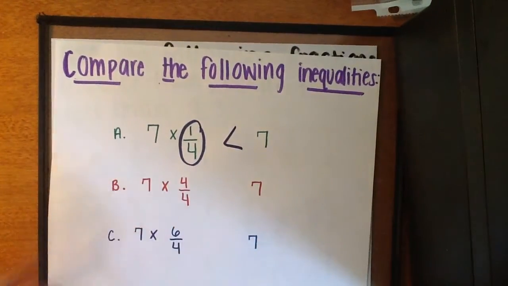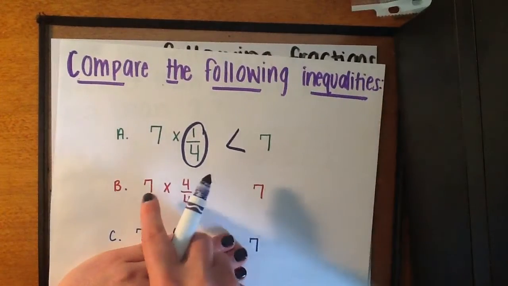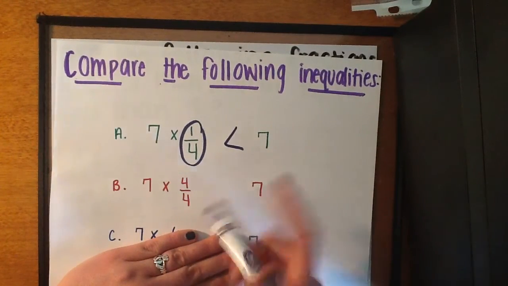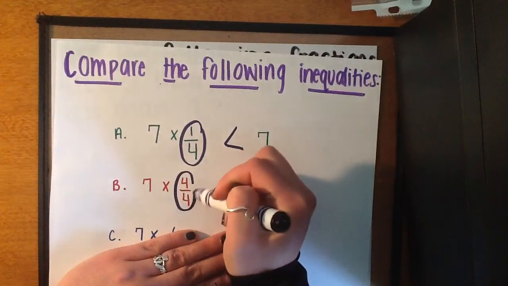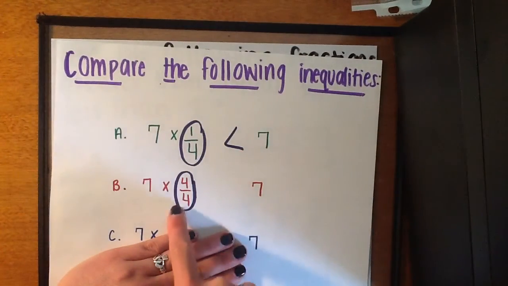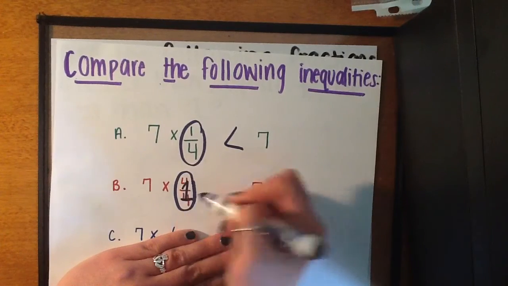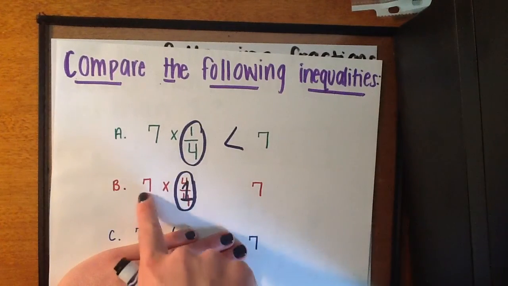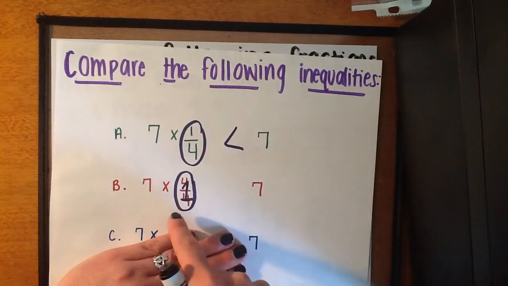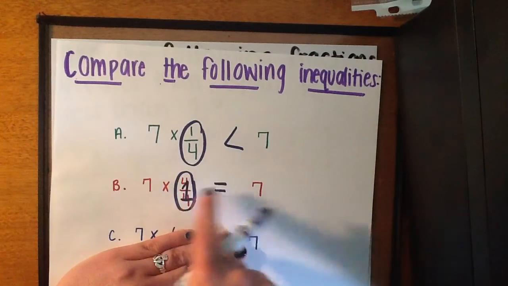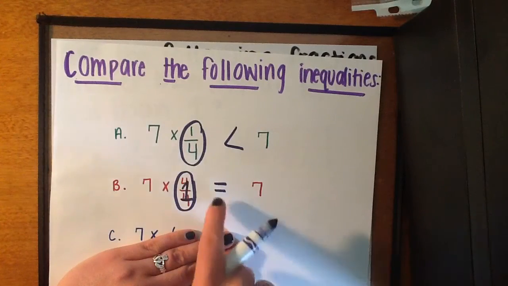Let's look at B. If I see B, I have 7 times 4/4 blank 7. So I'm just going to look at 4/4, and I know 4 divided by 4 is equal to 1. 7 times 1 is 7. So both sides are equivalent. They're equal.